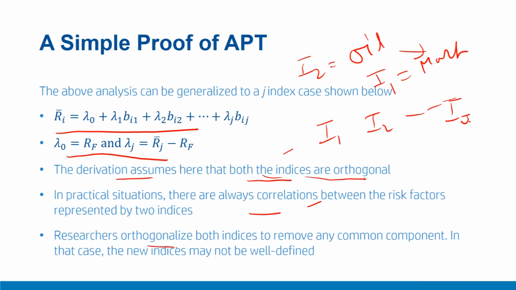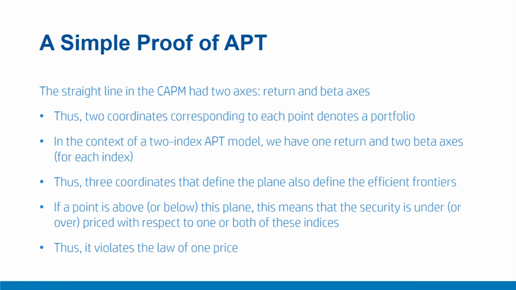Researchers try to orthogonalize these indices mathematically by removing any common component and create new indices I1 dash and I2 dash. However, these I1 dash and I2 dash may not have the exact concrete meaning that they had earlier. For example, if I1 was earlier the market index, I1 dash may not necessarily be a proxy of the market, or if I2 was earlier the oil and gas industry index, then I2 dash may be slightly different in its behavior as compared to the oil and gas industry. It may be something different. So these new indices that are orthogonalized, not correlated, mathematically have a good property, but they are not well defined.